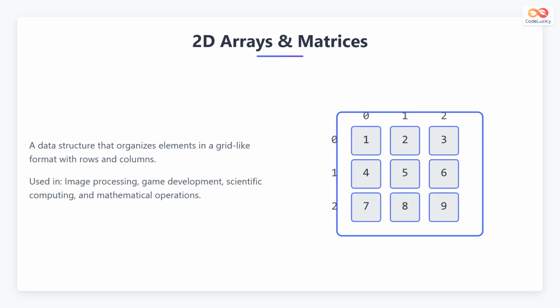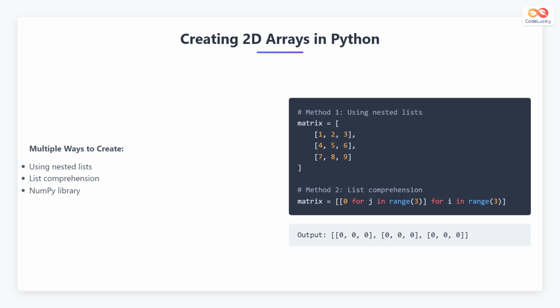A 2D array is a data structure that organizes elements in a grid-like format with rows and columns. They are used in image processing, game development, scientific computing, and mathematical operations. There are multiple ways to create 2D arrays in Python. You can use nested lists, list comprehension, or the NumPy library.